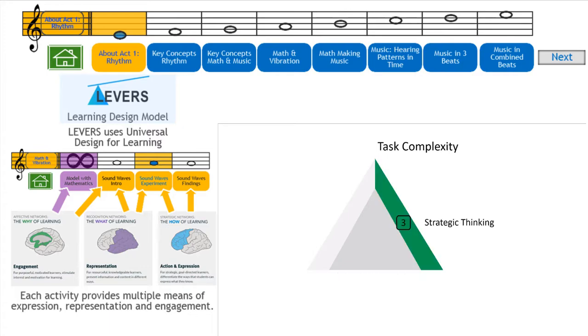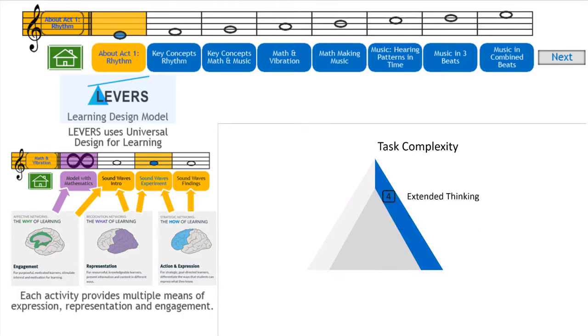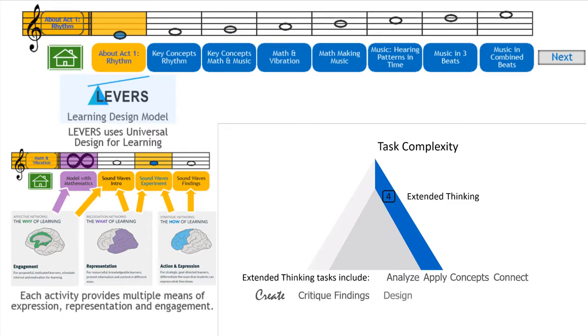At the strategic thinking level, this is where we begin to see the skill sets that people are looking for in employment. Here we're looking at more significant use of mental processes to define problems that have an expected answer. And at the extended thinking level, employers are asking people to be able to analyze, apply concepts, connect, create, critique findings, design, prove, synthesize. So as we move up these levels of complexity, we're moving into the areas where the skills that employers are demanding come into play, and we're generating evidence of those.